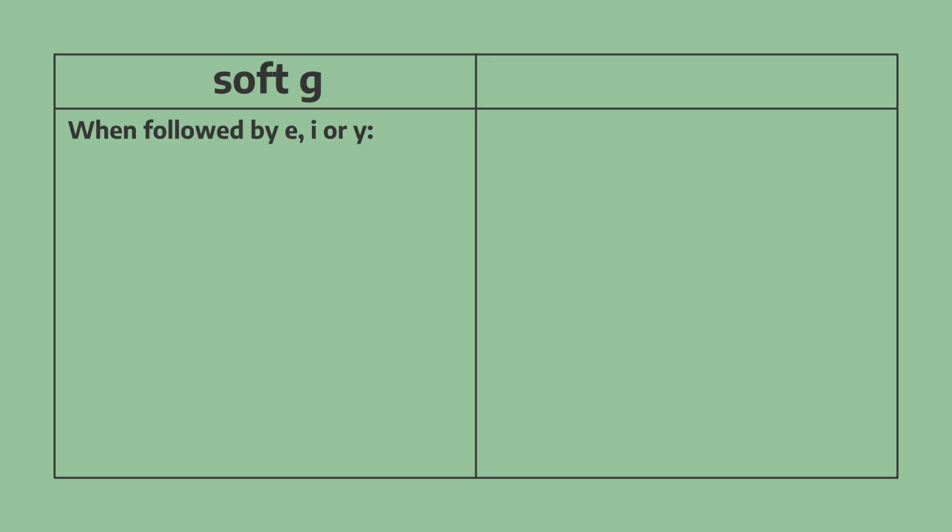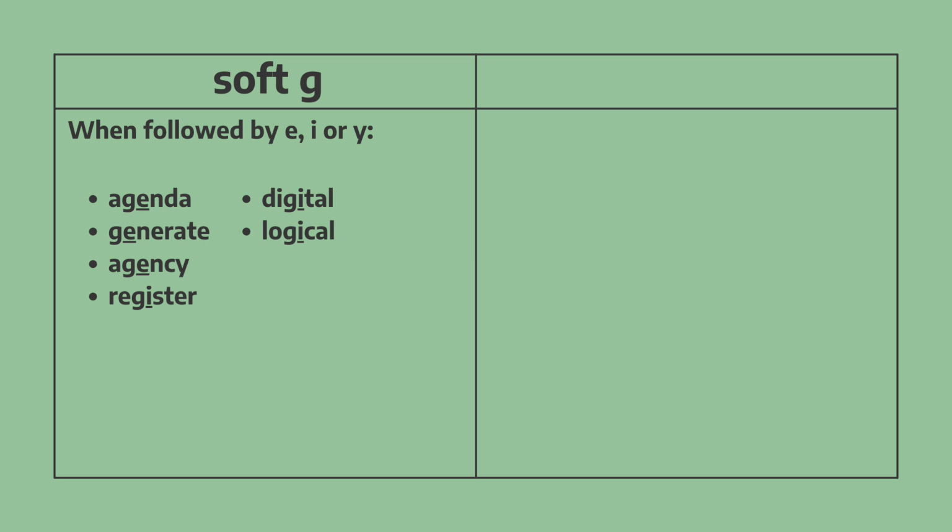First, some examples where the G is followed by an E. Agenda, generate, agency. And now the G followed by the I, register, digital, logical. And one example where the G is followed by Y, strategy. So there we have the general rule for the soft G.